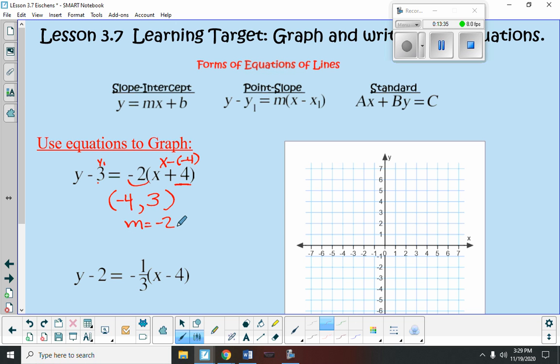Your slope is this number right here. So first, plot the point. So back 4, up 3. And then the slope is -2 over 1. So then go down 2 over 1, down 2 over 1, down 2 over 1, down 2 over 1. So it looks like this. Okay, there's that line.